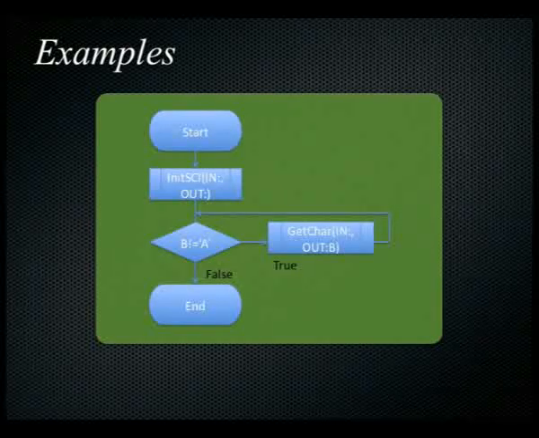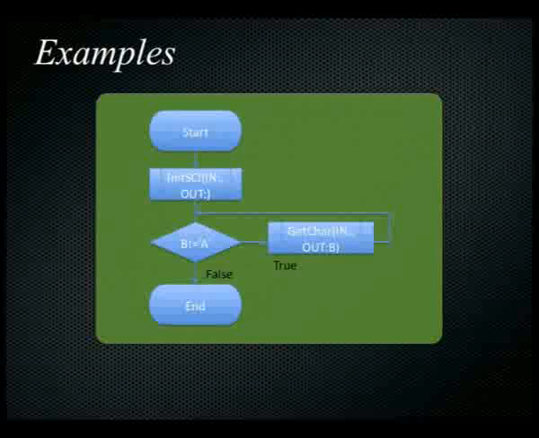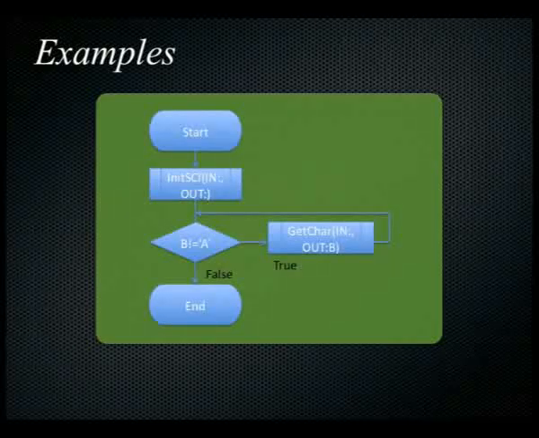So if someone was to push A on the keyboard and getChar was to return the value of character A, then we would simply break out of that loop. I've defined it as a character A because it's in single quotes. The second we get back the character A, we simply end that flowchart.